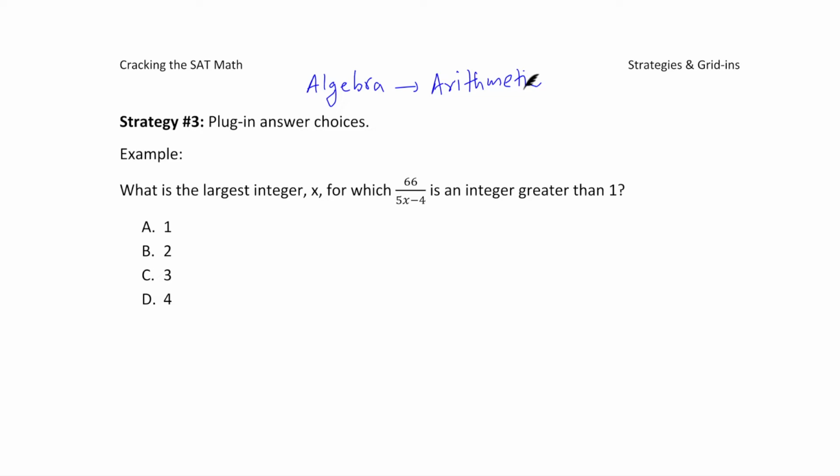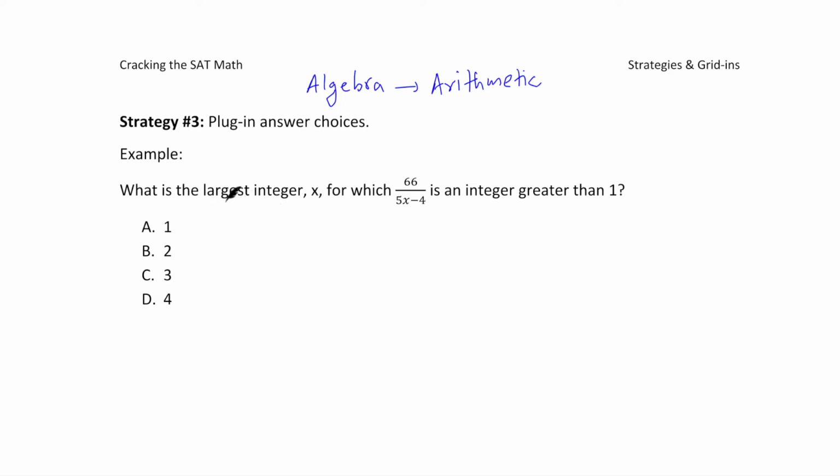Algebra is like X, Y, Z. Arithmetic is like numbers. So we understand 2 plus 3 plus 4. We don't understand X plus Y plus Z. So imagine you already have an answer, like one of these option choices contains an answer. So let's use them. Let's have a look at the question.